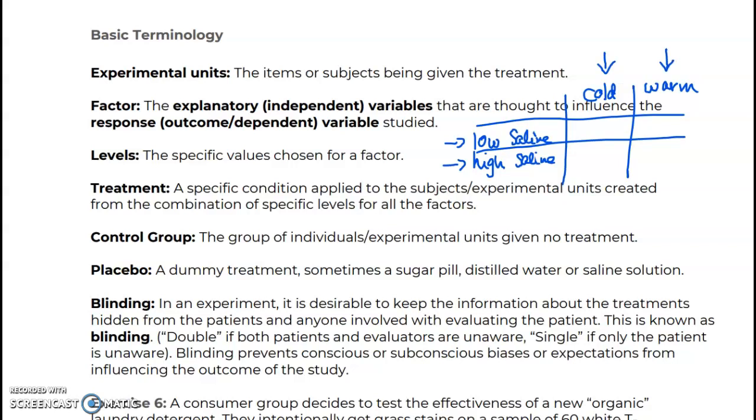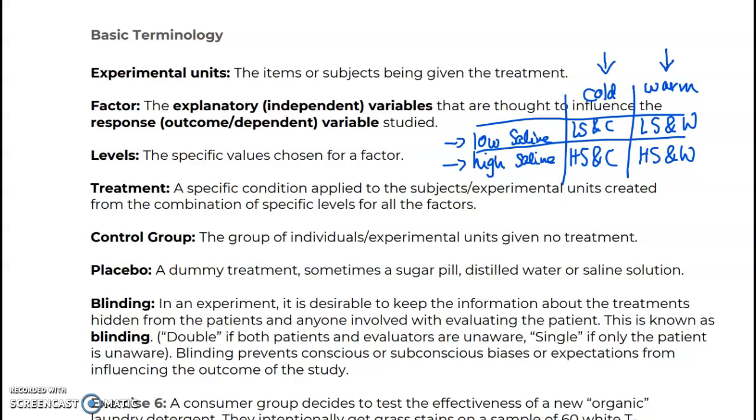When we're looking at the different treatments, we're actually looking at a combination. So we could have low salinity and cold water. We could have low salinity and warm water, high salinity and cold water, and high salinity and warm water. Just for an example, these would be considered the 4 different treatments, looking at a combination of those different factors or the different levels of the factors.